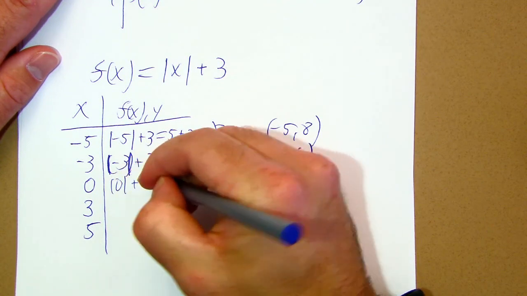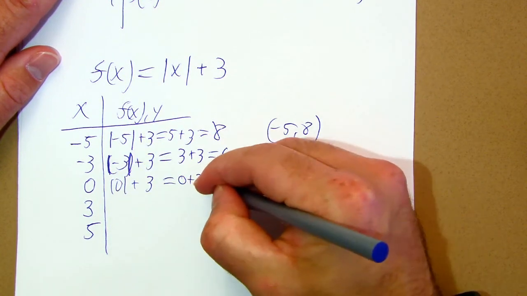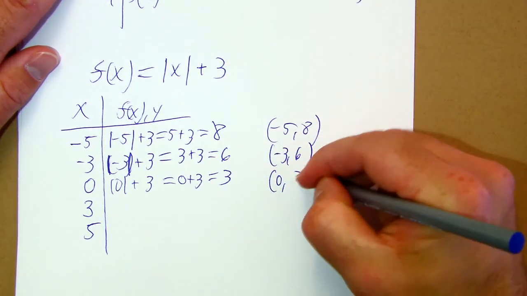Absolute value of 0 is 0. So I have 0 plus 3 is 3. So that's my next point is 0, comma 3.